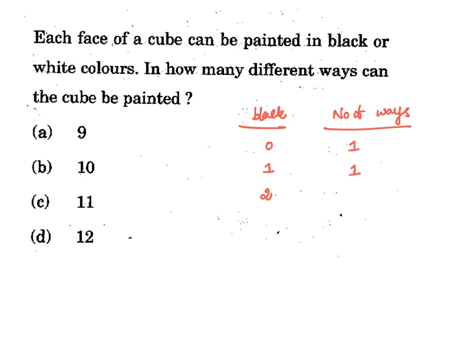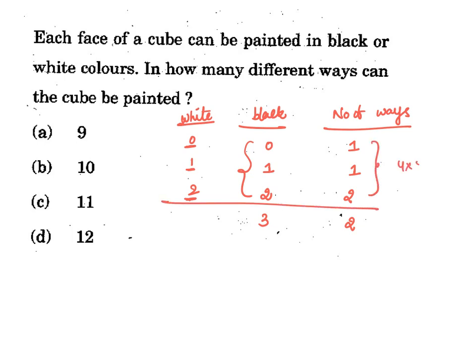Now 2 black faces. They can be opposite to each other or else they can be adjacent to each other. So you can do it in 2 ways. With 3 black faces, they can be adjacent to each other or else they can share a common corner. So this can also be done in 2 ways. I am not writing 4 black because these cases are the same for white also. Even if I take white: 0 white means all 6 are black, 1 white means the remaining 5 are black, 2 white means the remaining 4 are black. So this is the same for white.